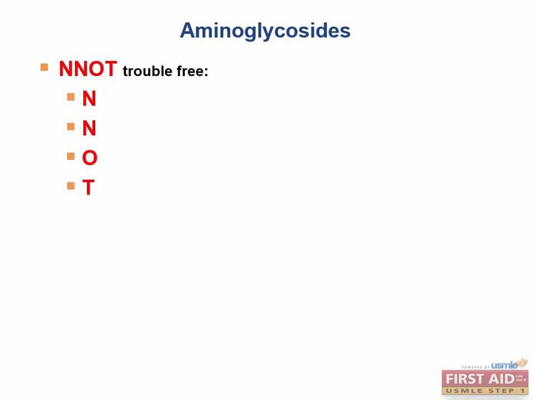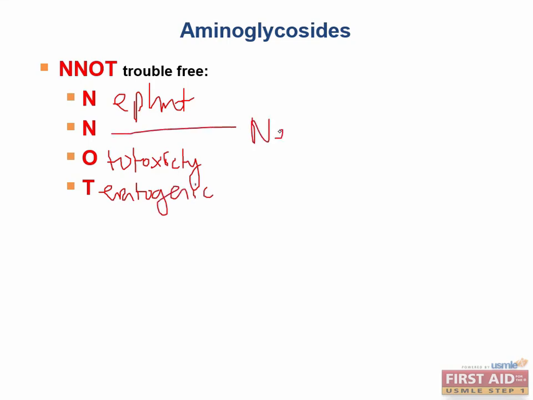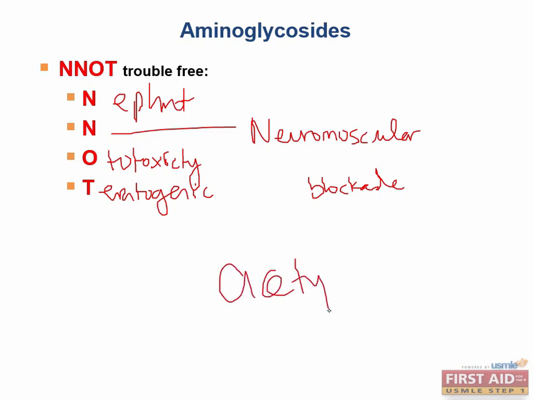In fact, they are notable for their nephrotoxicity, and that is worsened when they are co-administered with cephalosporins. They can also cause ototoxicity, as well as have teratogenic potential. The final N is neuromuscular blockade. In terms of resistance, bacterial transferase enzymes inactivate the drug by acetylation, phosphorylation, or adenylation.